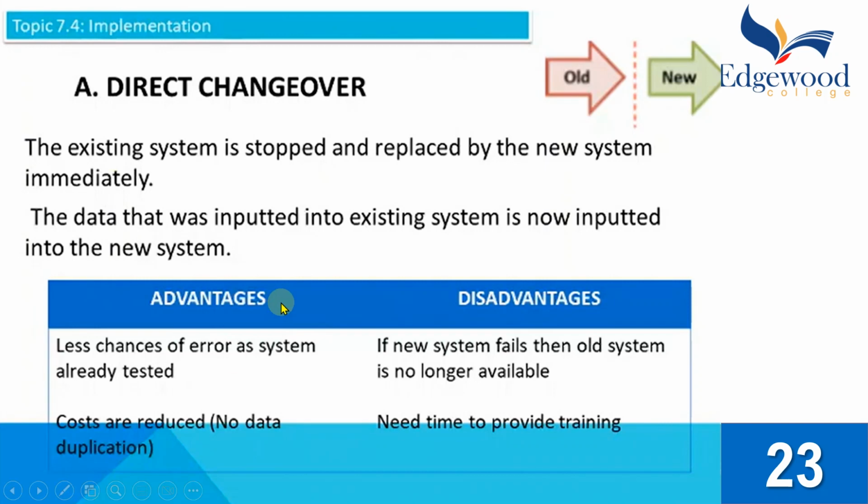Disadvantages could be, if the new system fails, the old system is no longer available. That could be disastrous, very catastrophic, because if the new system has an issue, it means your business will have to be at a standstill. Another disadvantage could be the time needed to train the staff on how to carry out the new system, which could be time consuming.